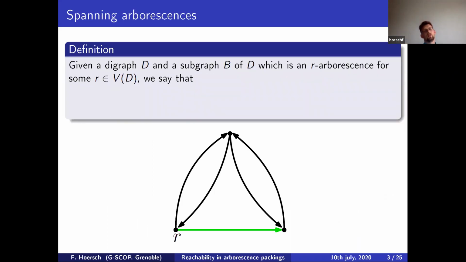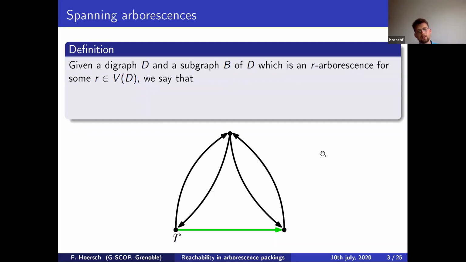Okay. A few more basic definitions. Usually, I don't want to look at an arborescence as such, as an isolated graph. I want to find arborescences in a given graph. So, for example, if the whole graph here is a digraph, is the digraph D, and the green one is the arborescence. That's the arborescence in a graph.